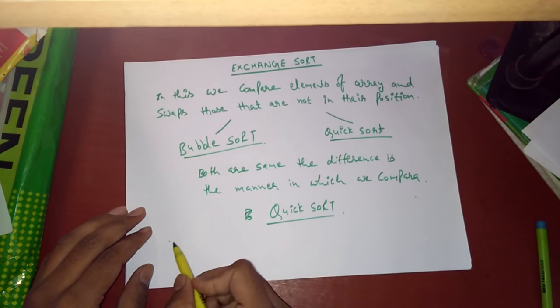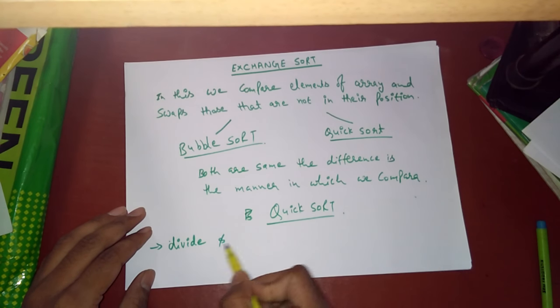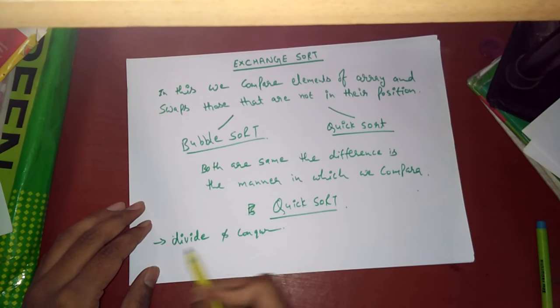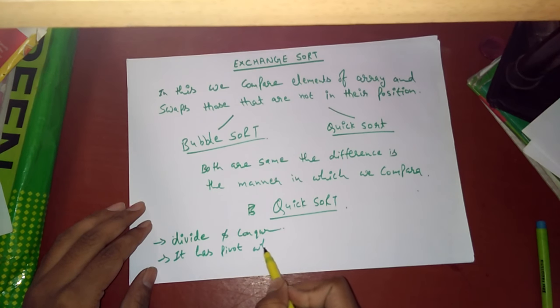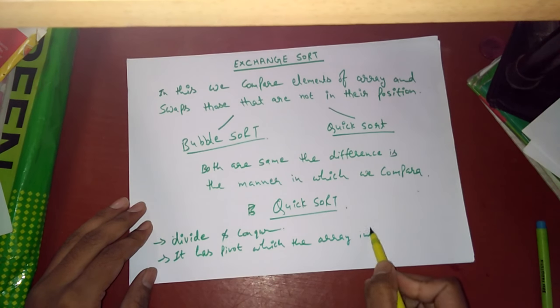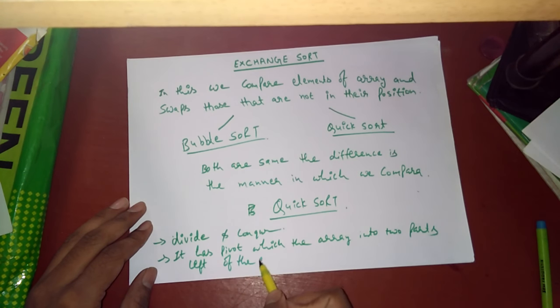It basically uses the idea of divide and conquer. It has a pivot which divides the array into two parts. The elements on the left are smaller than the pivot, while those on the right are greater than the pivot.